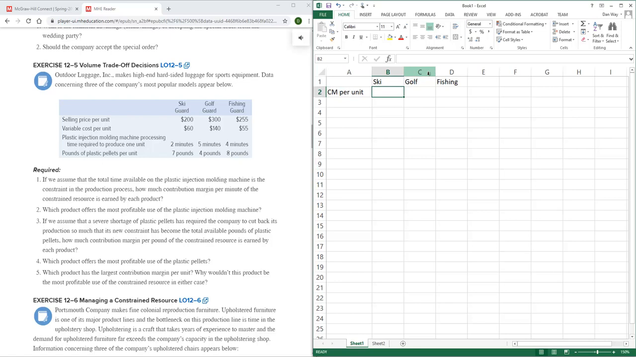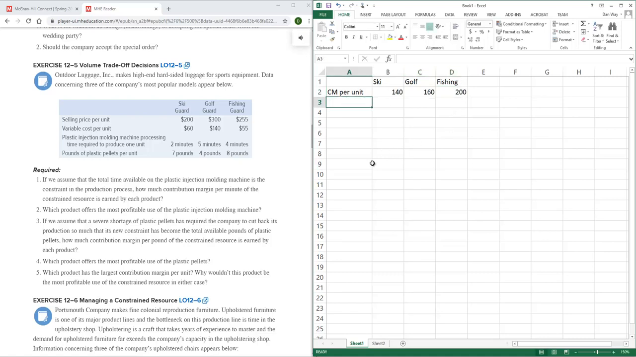As we know from our study early in the semester, contribution margin is always selling price minus variable cost. So for the ski guard, $200 price minus $60 in variable cost means it has a CM per unit of $140. The golf guard has a price of $300, cost of $140, so a CM of $160. And then the fishing guard, $255 and variable cost of $55, so CM per unit of $200.